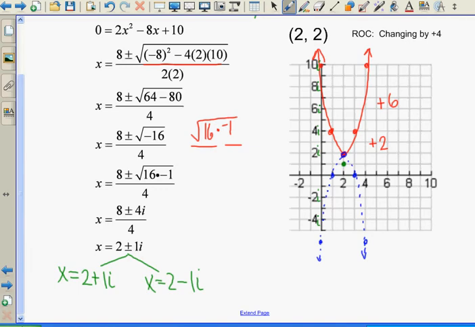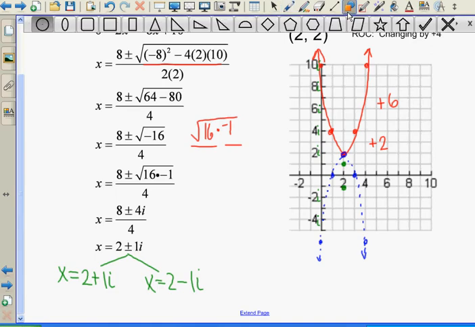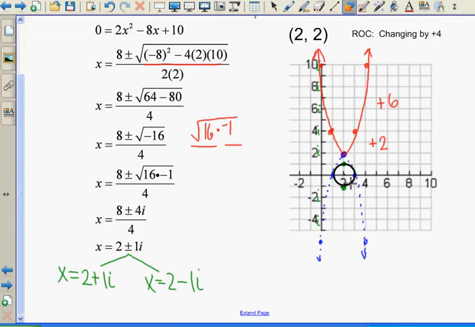Then 2 minus 1i says go over 2 and down 1. And check this out. There is our circle. Again, made between what our roots would be if we flipped it upside down and our imaginary roots. That always works. That's how you'll know you're right.